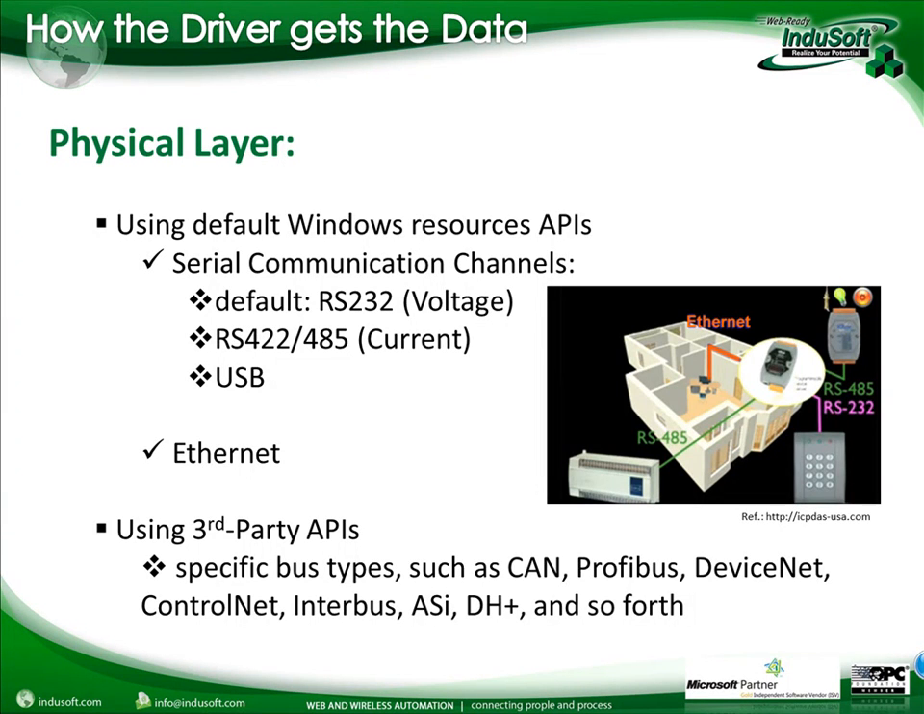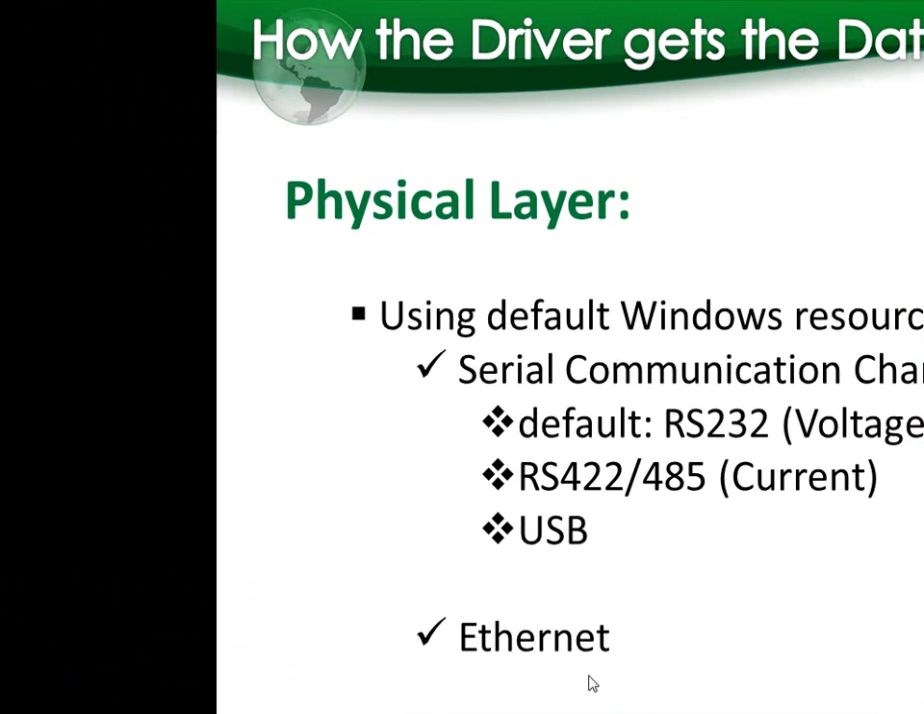So talking about the physical layer, you can split that in two different categories, where the first category is going to be the drivers that use standard Windows resources. And by that I mean the physical channels are the common Windows channels. Then you have, for instance, the Ethernet port. Every computer nowadays has at least one, if not more than one, Ethernet port.